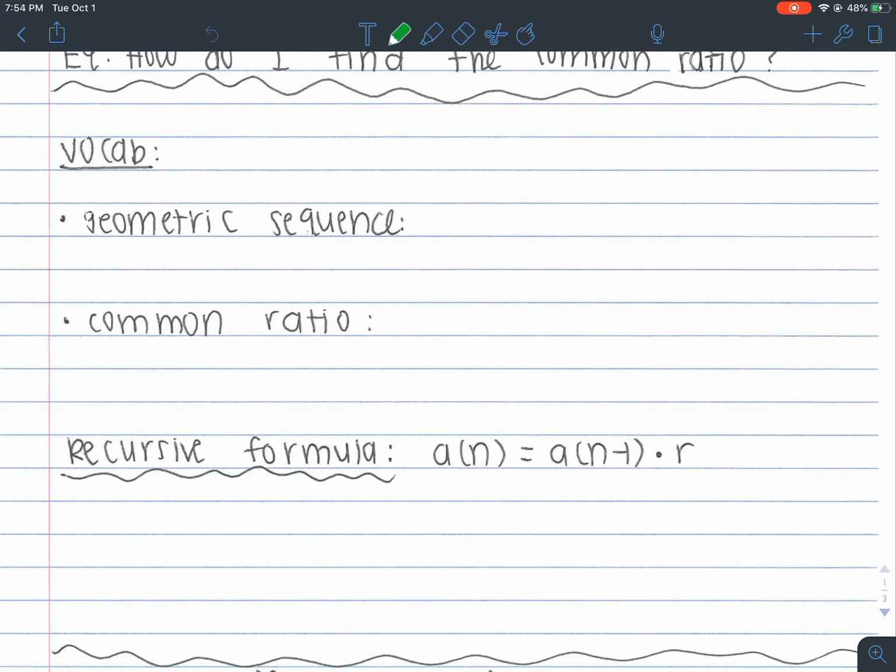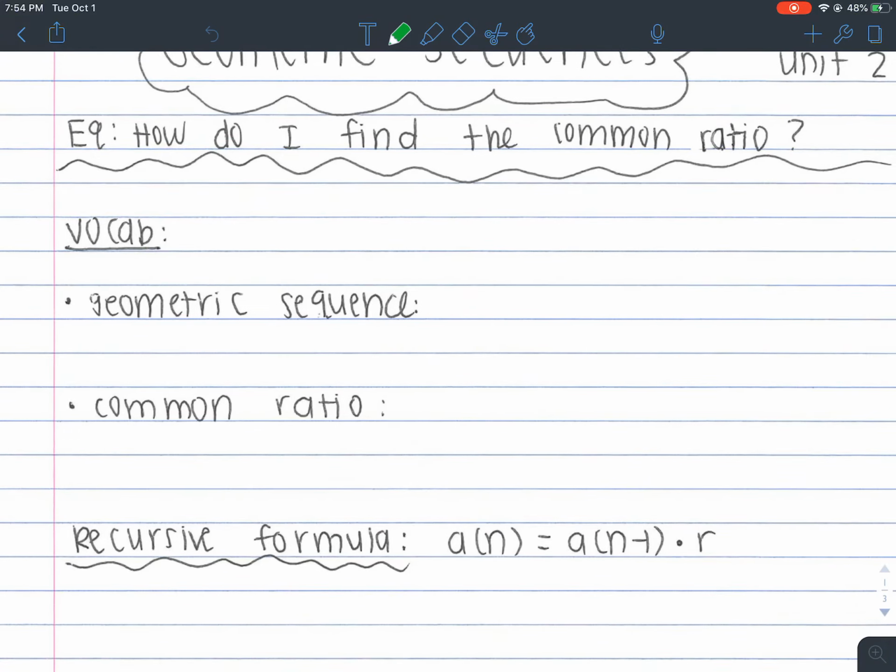So previous to this, we learned about arithmetic sequences. And arithmetic sequences are sequences where the change is you're either adding or you're subtracting numbers to get from term to term. And that number that you were adding or subtracting was called the common difference. Here we have geometric sequences, and instead of a common difference, we have common ratios.